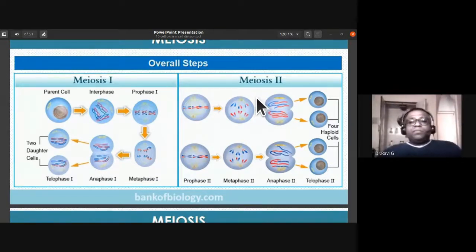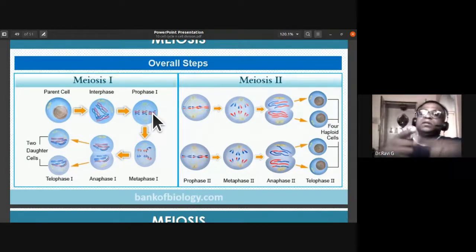So the overall steps of meiosis one. The parent cell undergoes interphase, where duplication of the DNA takes place. So in prophase one, which is an elongated phase, there is pairing up of homologous chromosomes, then crossing over, chiasmata formation, then splitting up of these chiasmata, and genetic recombination takes place in prophase one. So now the chromosomes are genetically recombined.